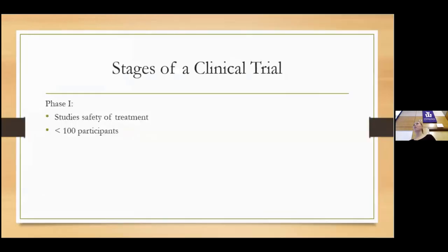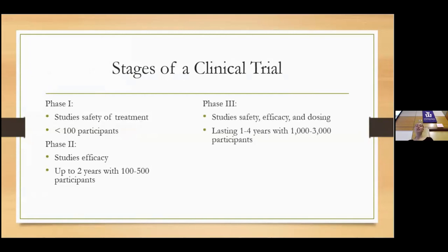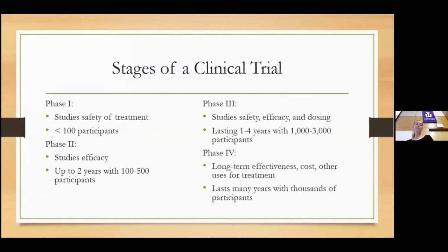So first, just going over what the stages are of a clinical trial. You'll have phase 1, which studies the safety of the treatment, and that is often less than 100 participants. Next is phase 2, which studies the efficacy, and this lasts up to 2 years with a couple hundred participants. And then phase 3, which studies the safety, efficacy, and dosing of the treatment, lasting 1 to 4 years with a couple thousand participants. And then last is phase 4, which studies the long-term effectiveness, cost, and other uses for the treatment. And this lasts a long time with thousands of participants.